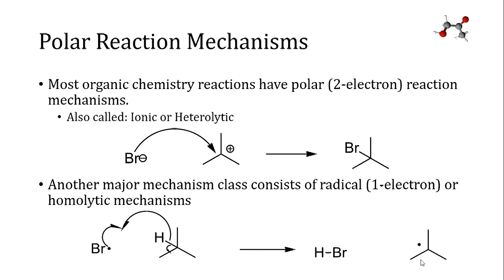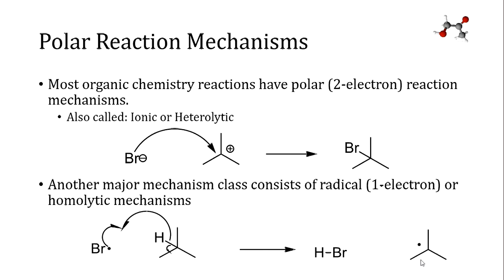Most organic chemistry reactions have polar reaction mechanisms. That means that they have two electron mechanisms. All of the bond breaking and bond forming that's going on involves the action of two electrons at a time. These reactions or mechanisms are also called ionic mechanisms because they frequently involve ions, or heterolytic mechanisms because when bonds form or break, both electrons end up coming from the same place or going to the same place.